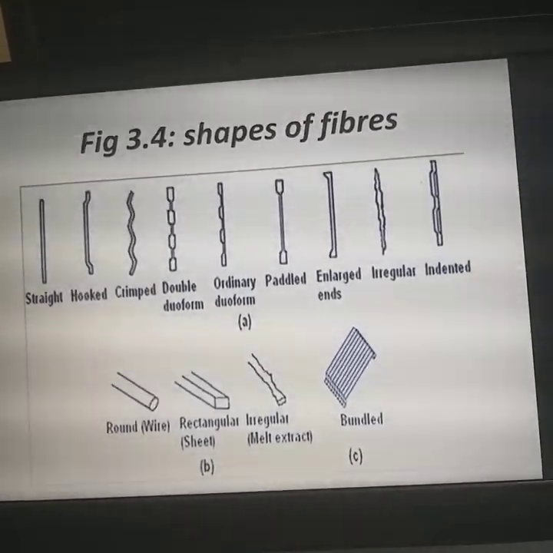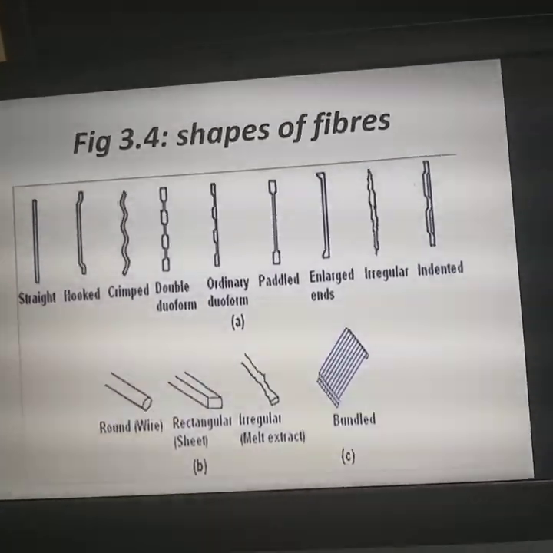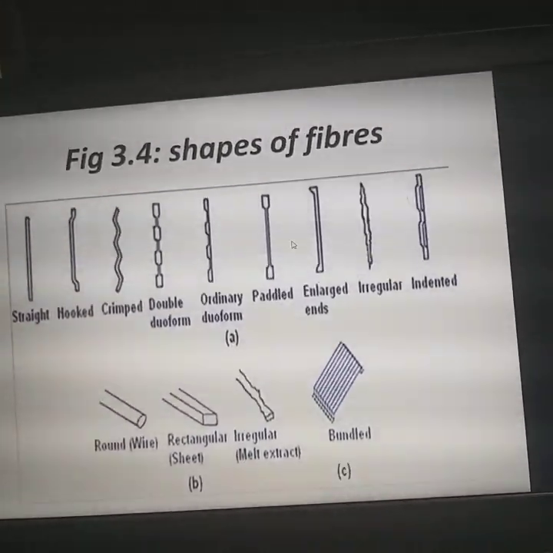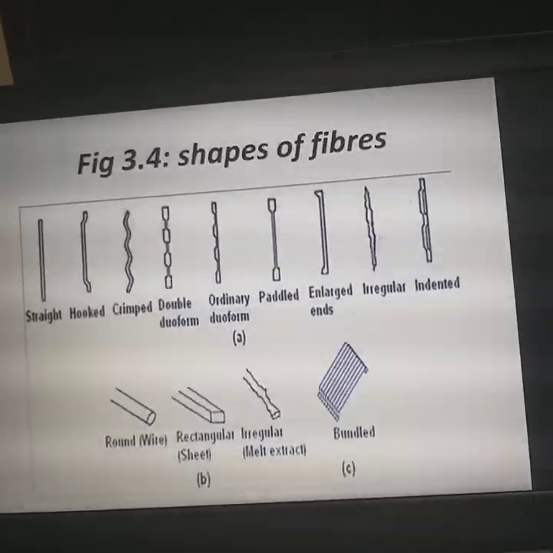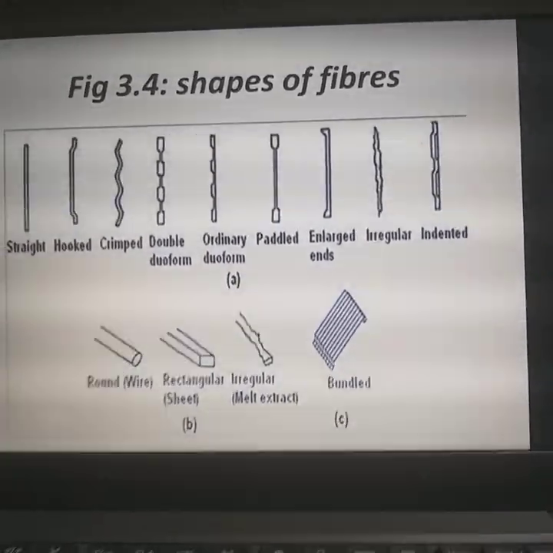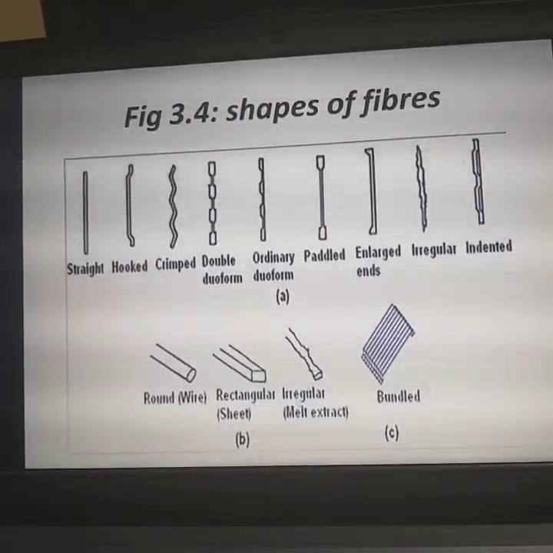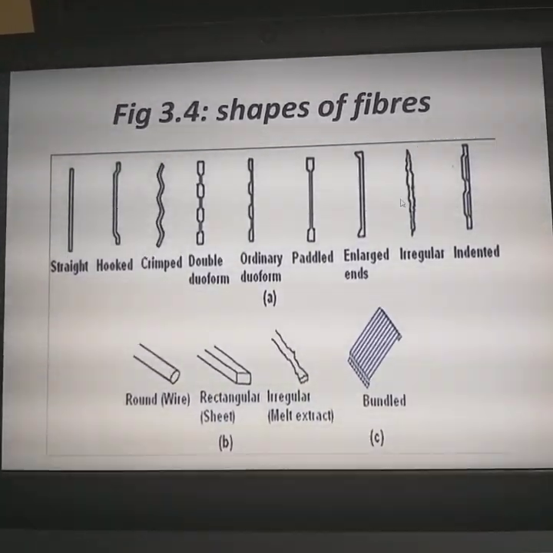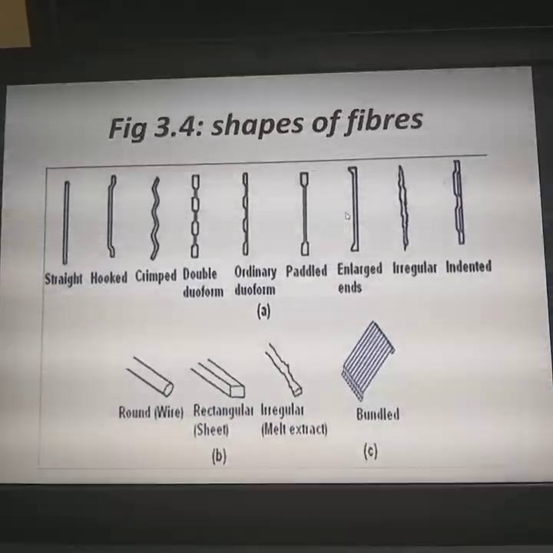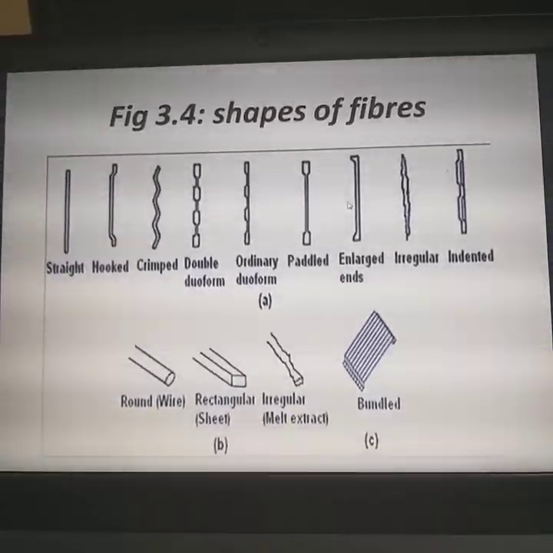Next, I'll show you the different cross sections here. You have straight, hooked, crimped, padded, enlarged ends, irregular shape, indented shape, and the cross section is circular, rectangular and irregular. These are all the various fibers which you can use as a reinforcing material.